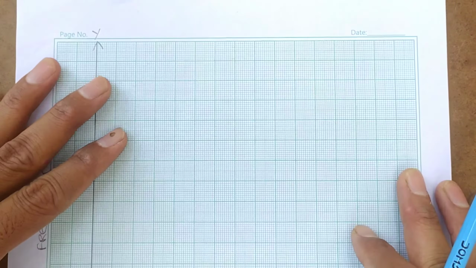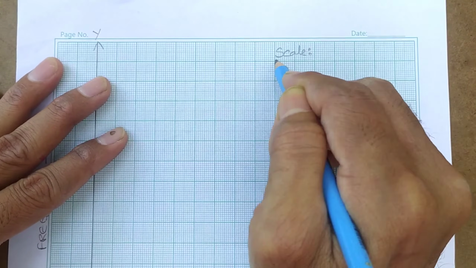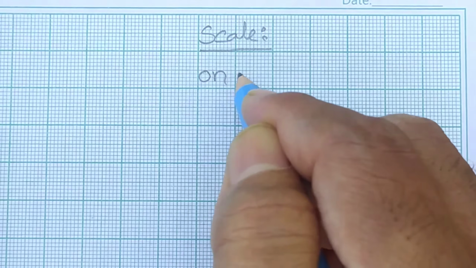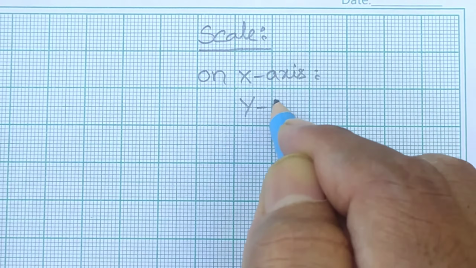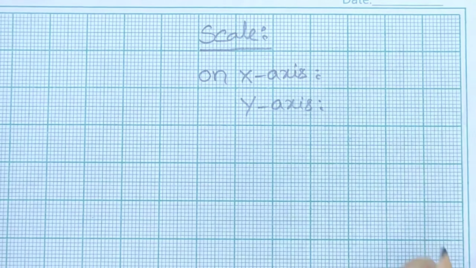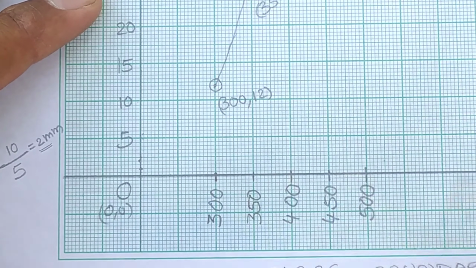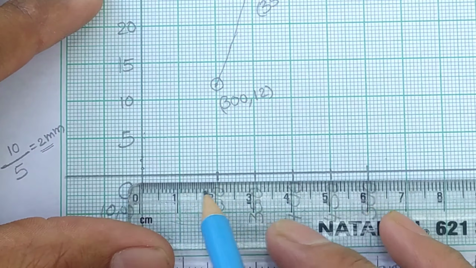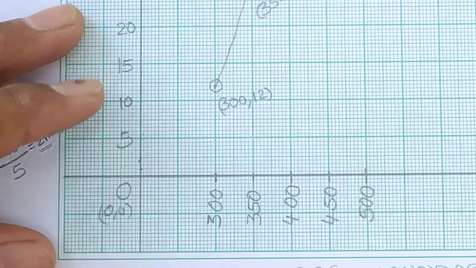Now, the important thing is that we should write the scale here, on the x-axis and on the y-axis. How did we take it? On the x-axis you observe, this is 1 centimeter, it is fixed. You can measure with a scale also. See, here it is 1, 2, 3, each is 1 centimeter. Same on the y-axis also, each is 1 centimeter.